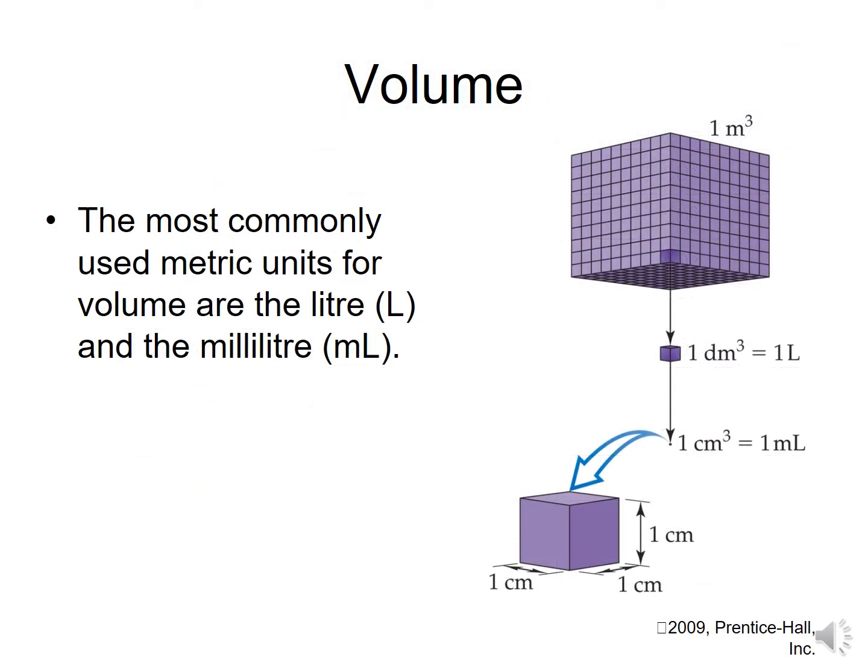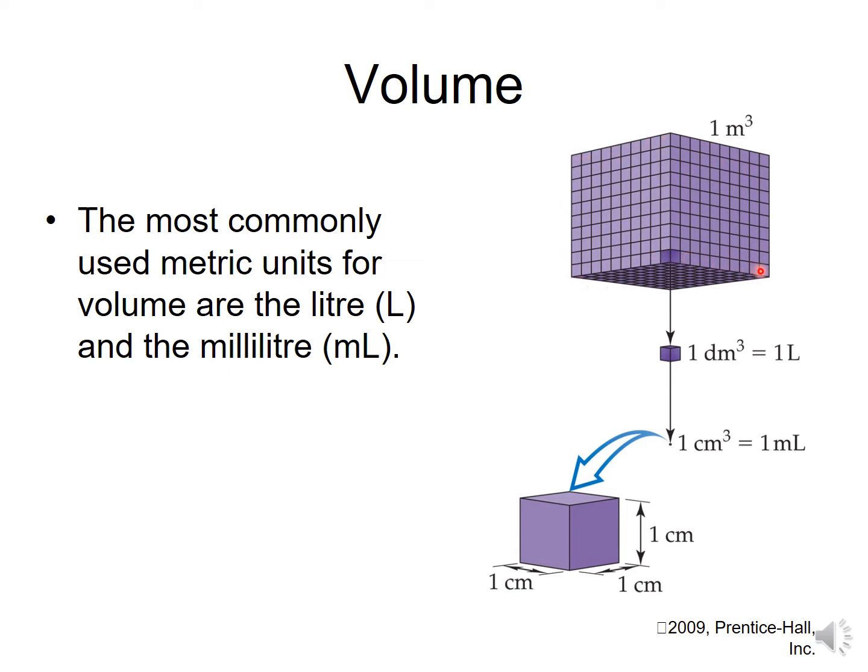Units of volume. The most commonly used metric units for volume are the litre and the milliliter. Now, these are strictly not SI units. The SI units corresponding to the litre and the milliliter would be the cubic decimeter and the cubic centimeter. And this shows you essentially the relationship between a cubic decimeter and a cubic meter, which is the SI base unit of volume.